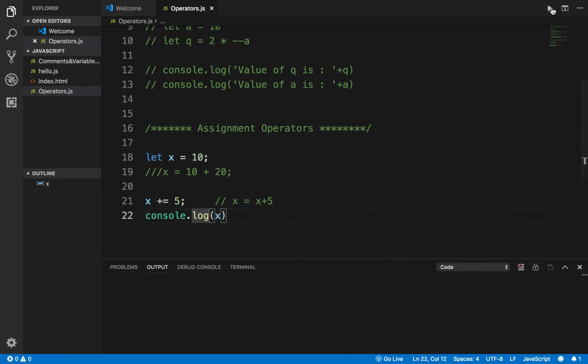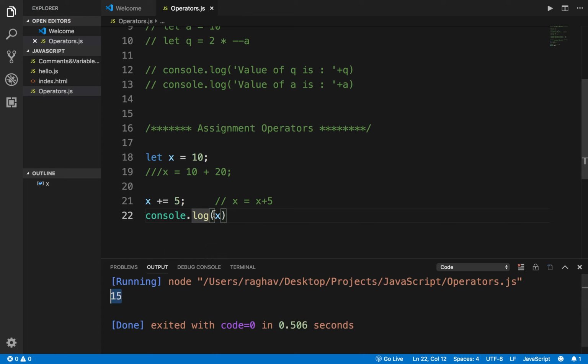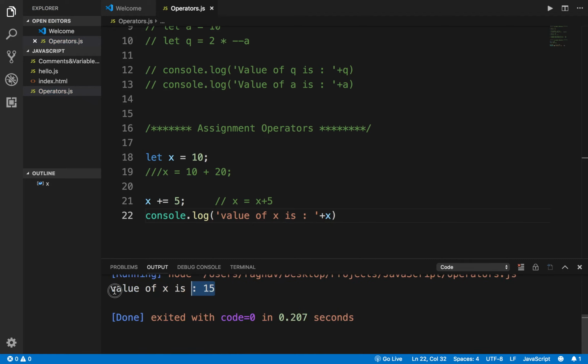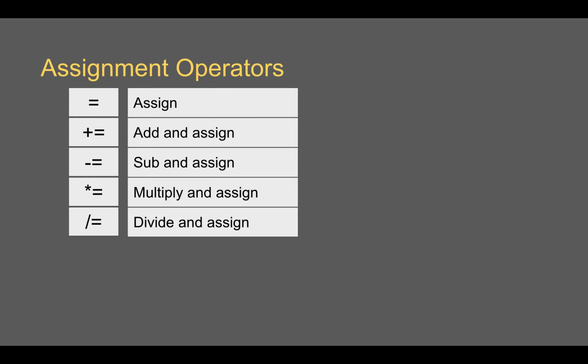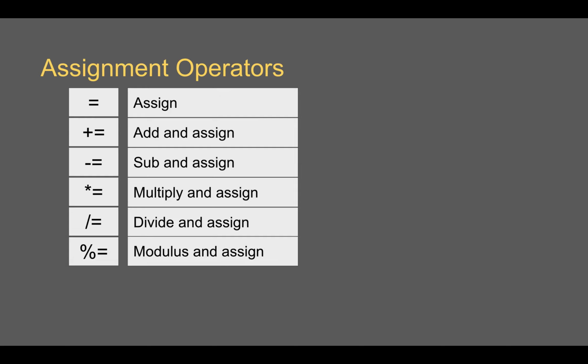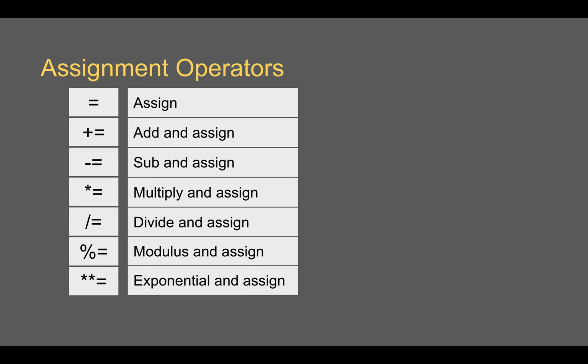I will run this and check the output. And yes, I'm getting 15. Let me also print out a statement, value of x is, and I will add a plus here. If I run this now, I should get value of x is 15, and yes, this is working fine. So we have add and assign. We can similarly have subtract and assign, which is minus equals, star equals is multiply and assign, divide and assign, then percent equals is modulus and assign, and double star equals is exponential and assign.